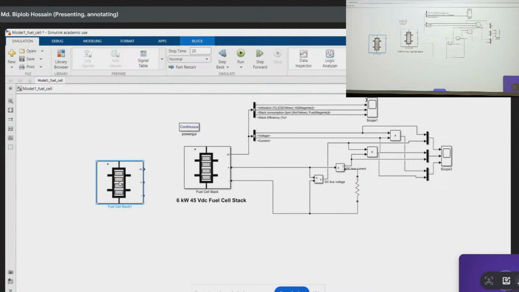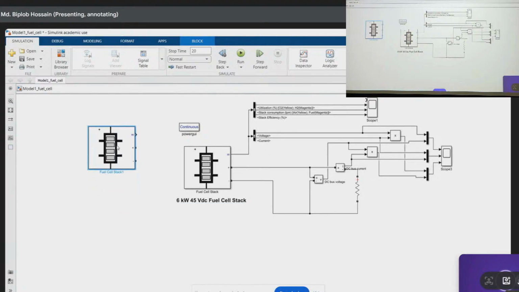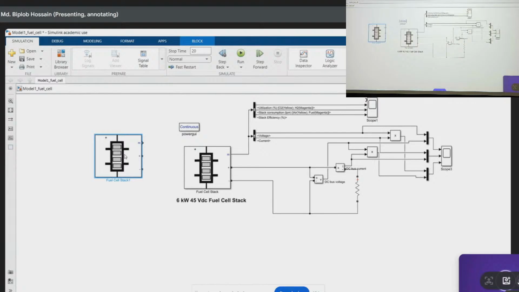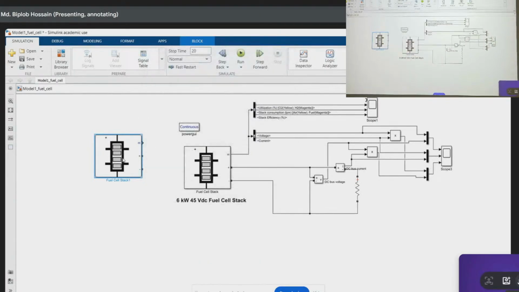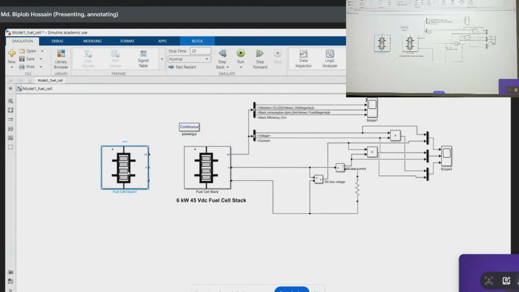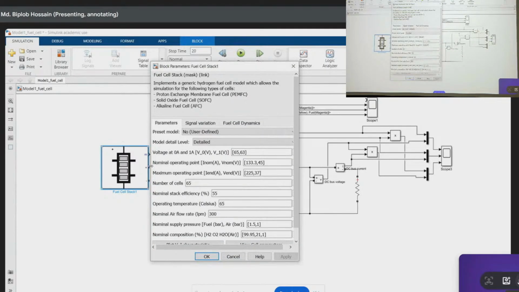Just wait there, to see whether everyone has got this block in MATLAB. Does anyone have a problem? Okay, no, then you continue. Yes, after this model, maybe just explain a little bit about what is inside and then go from there. Yeah, if you double click the block, this fuel cell stack block, double click with the cursor.